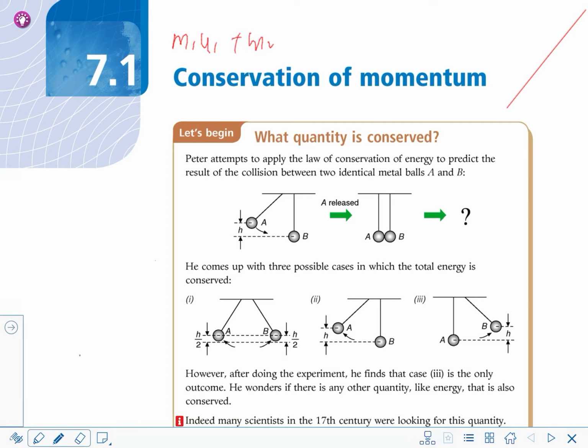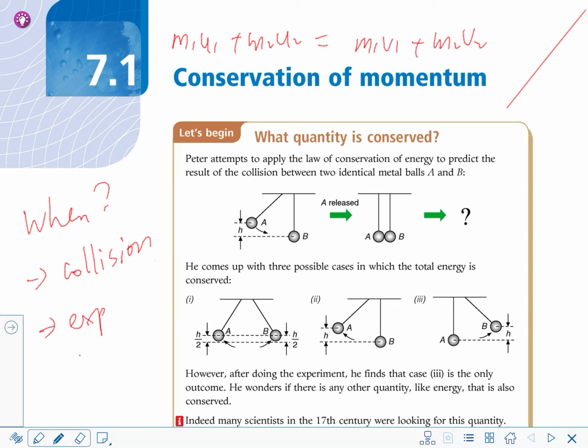That is the equation m1 u1 plus m2 u2, the total momentum of the system before the collision, which would equal m1 v1 plus m2 v2, the total momentum after the collision. Where will you use conservation of momentum?